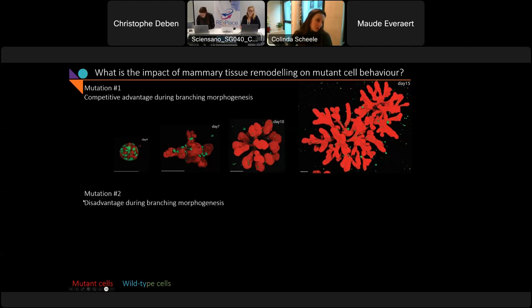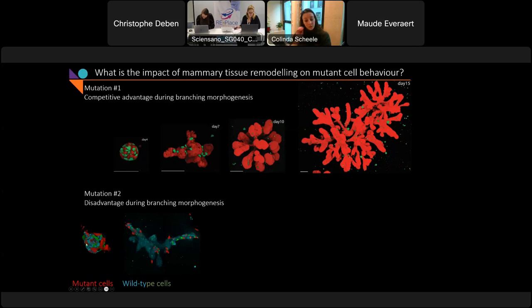Now, if we take another mutation, here's mutation 2. Again, we make a mixed organoid. Now we have three colors, so blue and green are again wild type, red is mutant. And now when we make them branch, nothing happens. So you see that they even have a disadvantage, these mutant cells, these oncogenic cells. So during the growth phase, it seems that there is not the right signals for these mutant cells to take over and, you know, transform the gland.